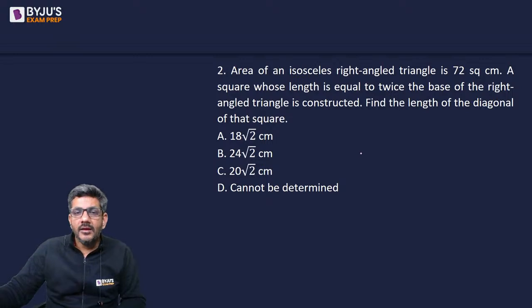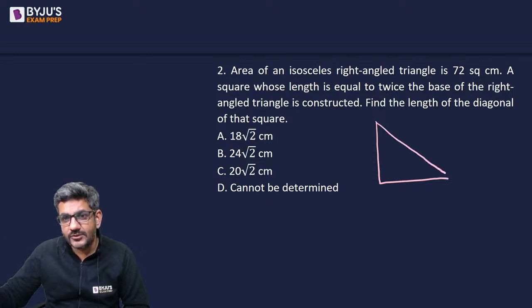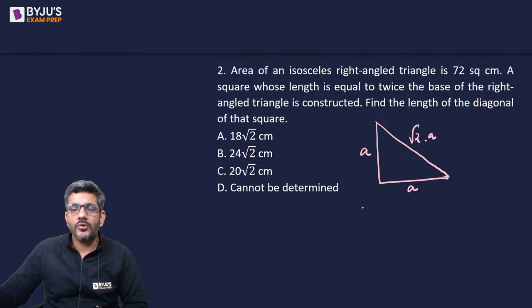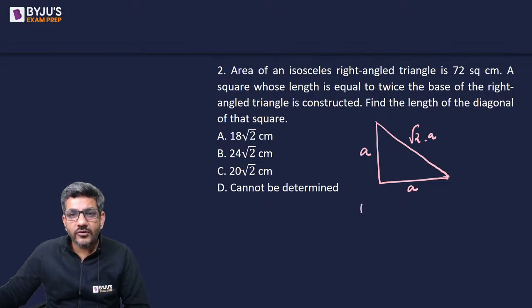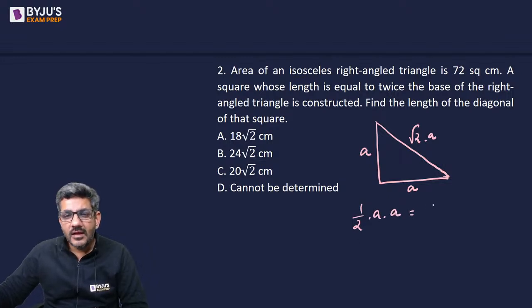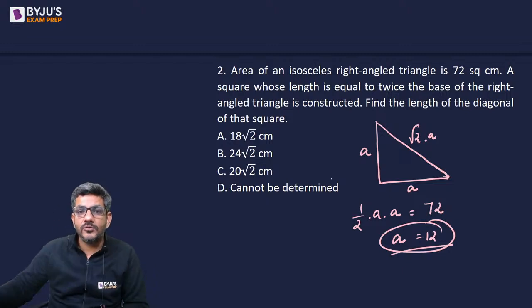Let us see. The area of an isosceles right angle triangle is 72 square centimeters. So let us say this is a right angle triangle and it is isosceles as well. So if this side is A, this side is A, this side would be root 2 into A. Two of the sides are A, so the third side is root 2 into A. Of course, the area of the triangle is given by half of base into height, half of A into A, and that is 72. From here, I get A square is 144, so A is equal to 12.